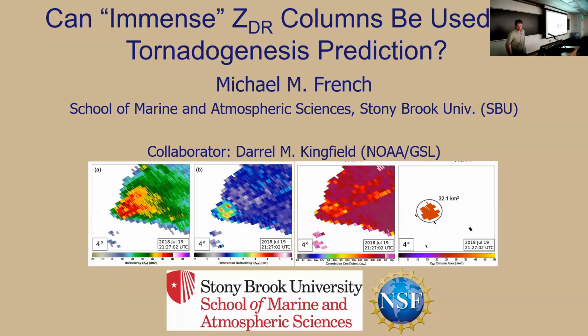The point of this talk is to try to address this question that I have listed here, which may not make sense quite yet. Can immense ZDR columns be used for tornado genesis prediction? So this is work I've been doing kind of off and on for a little while now, and that I'm kind of sick of and would like to finish.